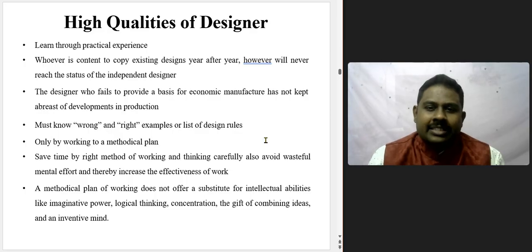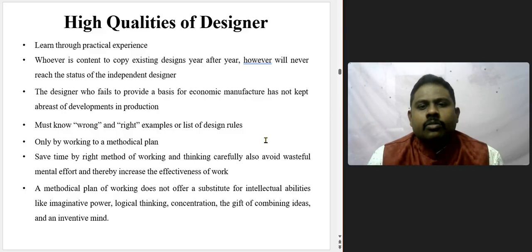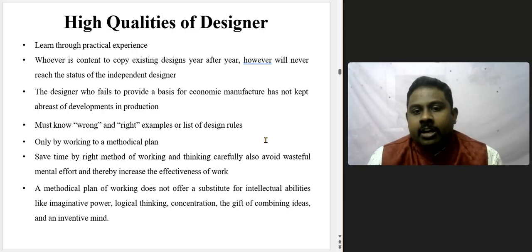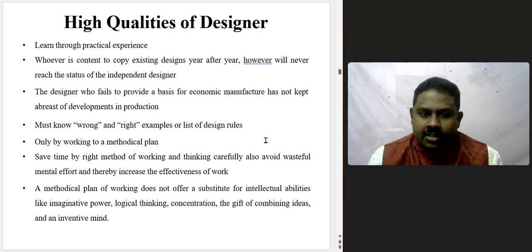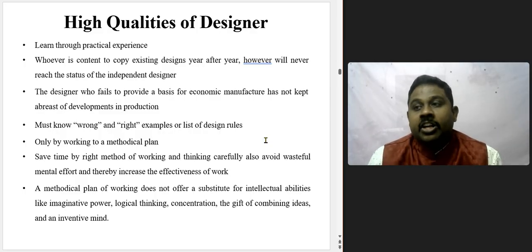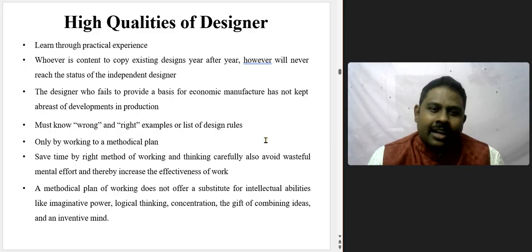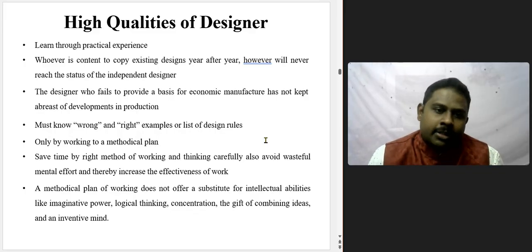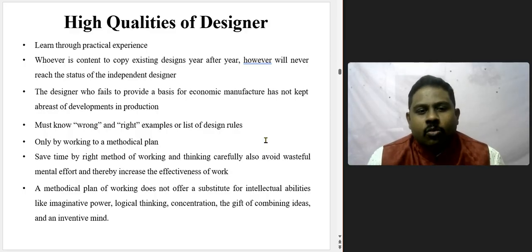And copying an existing design is not the main thing. Wherever copying designs will not help as an independent designer. The designer who failed to make anything economical is not called a designer. So that is also very important. He should make the component in a very cheap way to produce in the market. And after that, wrong and right examples and a list of design tools are important. Then a methodological plan. Only by the work of a methodological plan can he do the real design out of it.